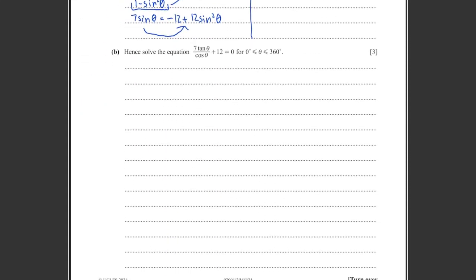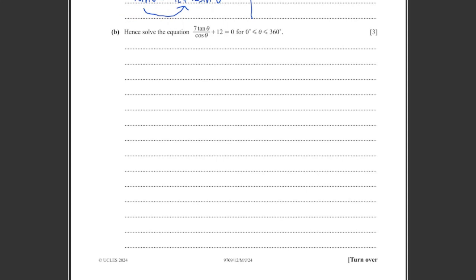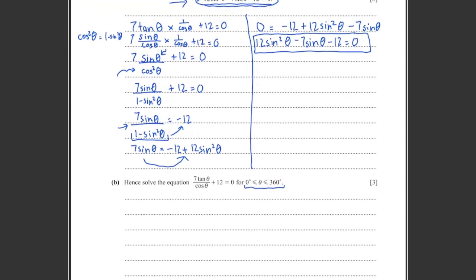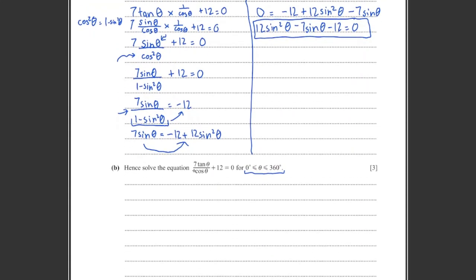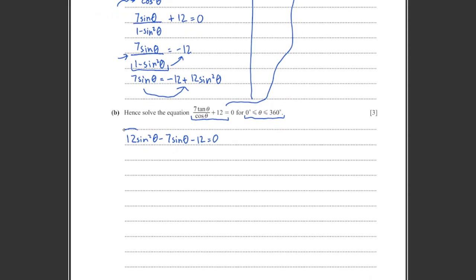Okay, now we come over here to the next part, and it says, hence solve the equation 7 tan theta over cosine theta plus 12 equals 0, and it gives us this range for theta. Now we're actually not going to use this directly, because we already know that this thing is that thing. So we're going to say 12 sine squared theta minus 7 sine theta minus 12 equals 0. So this thing then has this range.